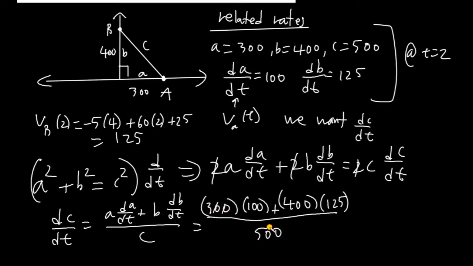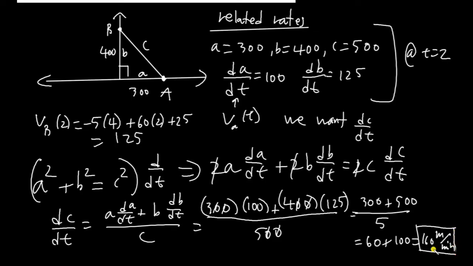Okay, so I can simplify this a little bit. I'll cross out some of the zeros. Right, so I'll get 3 times 100, which is 300, plus 125 times 4, which is 500, over 5, which is 800 over 5, which is 160. I can also do 300 divided by 5 is 60, plus 500 divided by 5 is 100, which is 160 meters per minute.